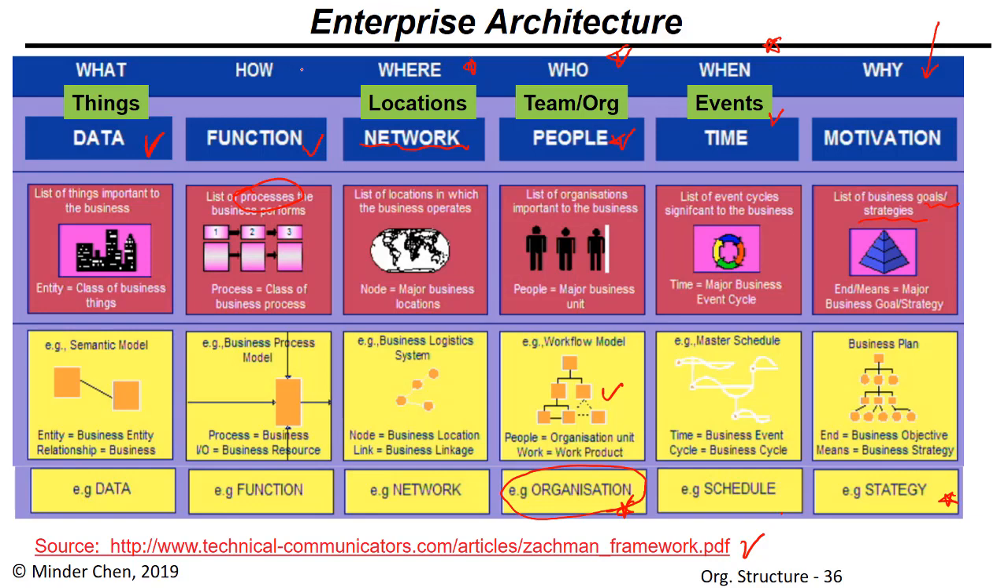The function is how we do things, the business function, and what is about data. So this is very easy to remember if we use this so-called 5W and 1H to reflect the 6 dimensions. What for data, how for function, where for network, who for people, when for time, and why for motivation. Please do remember this. You'll be tested on this.